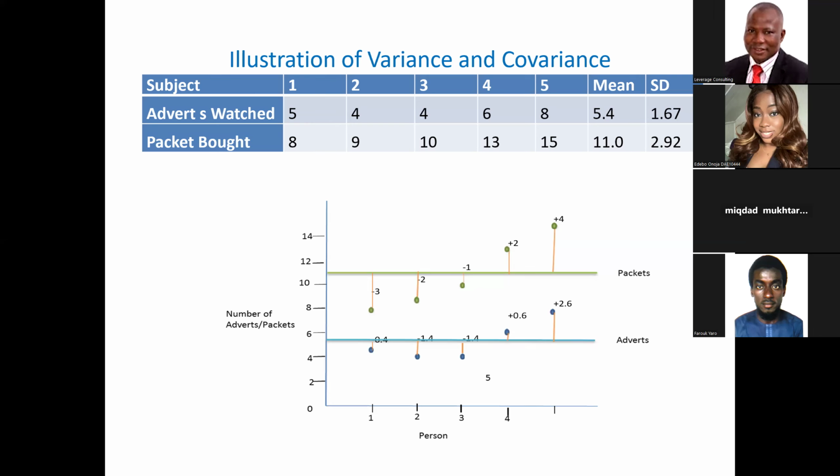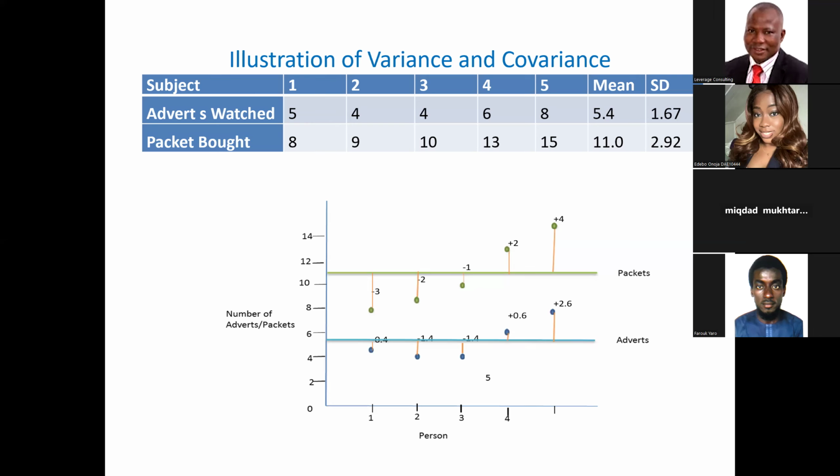Now, what we just want to see is, do these two variables, the number of adverts watched and the number of packets bought, co-vary? That's what we want to look at, covariance. Do they vary together? If they actually vary together, you will see the graphs have the same shape.